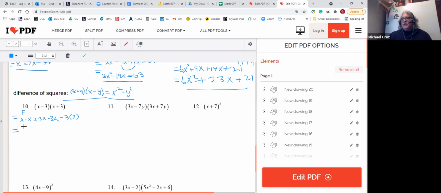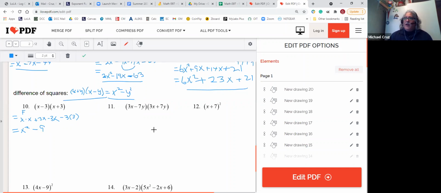So what that ends up being is x times x is x squared. The plus 3x and the minus 3x take each other out. They're the opposites. So all we're left with is just negative 9. And that's what I mean by the difference of squares.